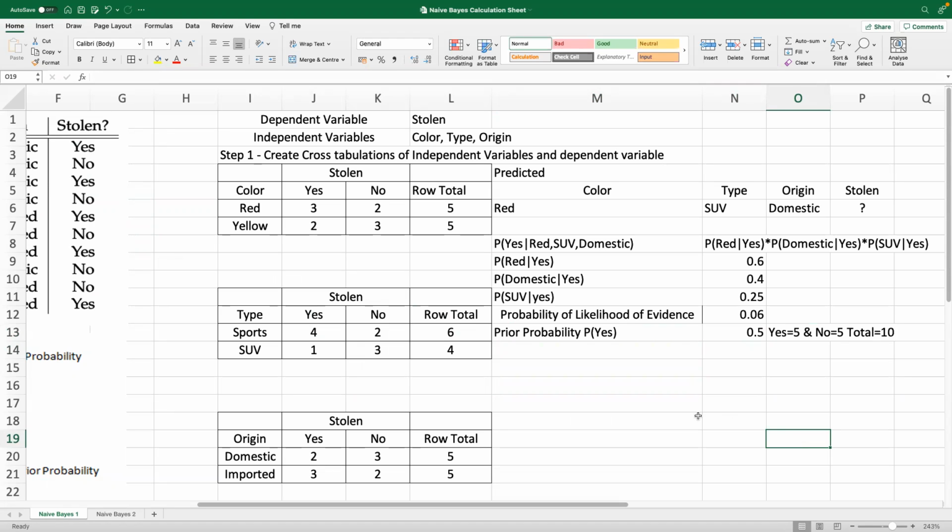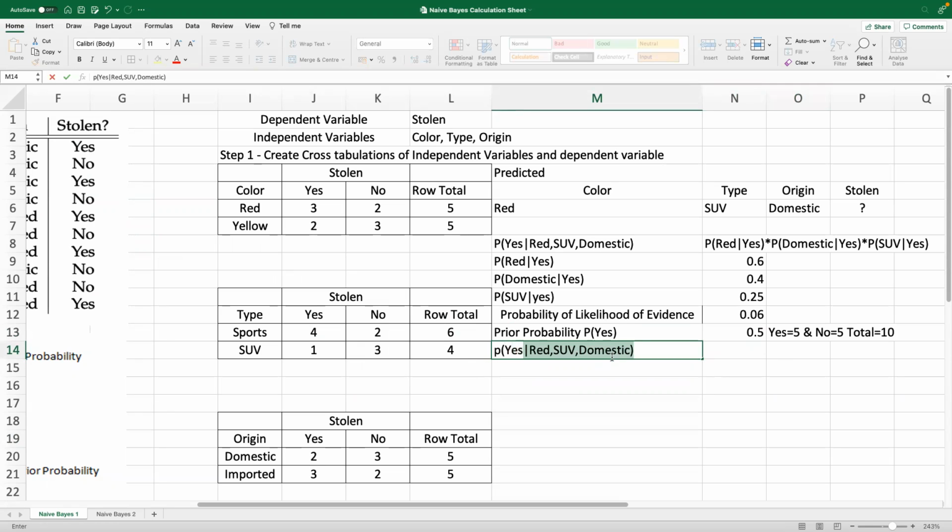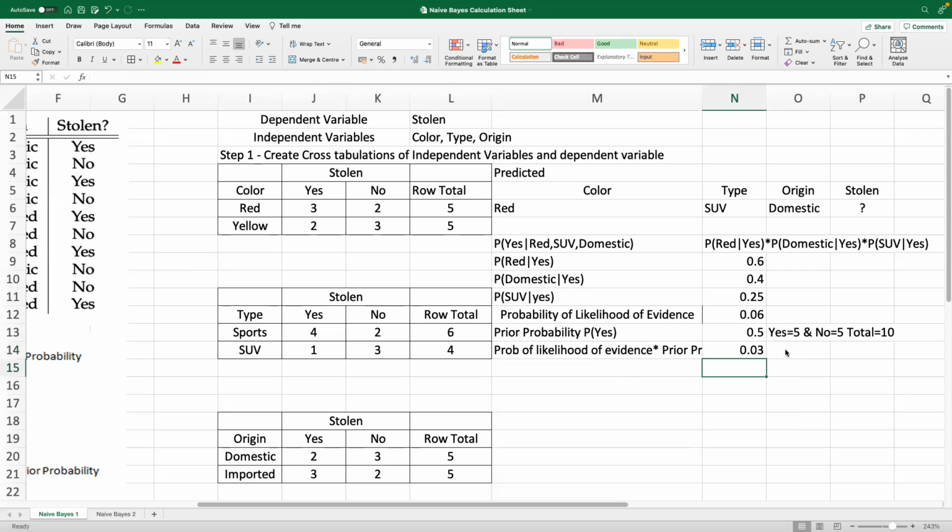Prior probability of yes. Then what we have to multiply? We have to multiply these two: the probability of likelihood of evidence multiplied by the prior probability, which is equal to 0.06 into 0.5, 0.03. Got it?